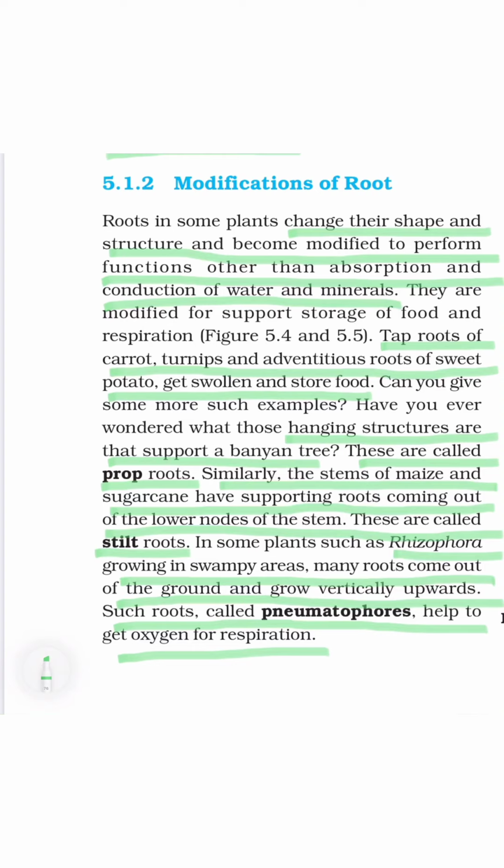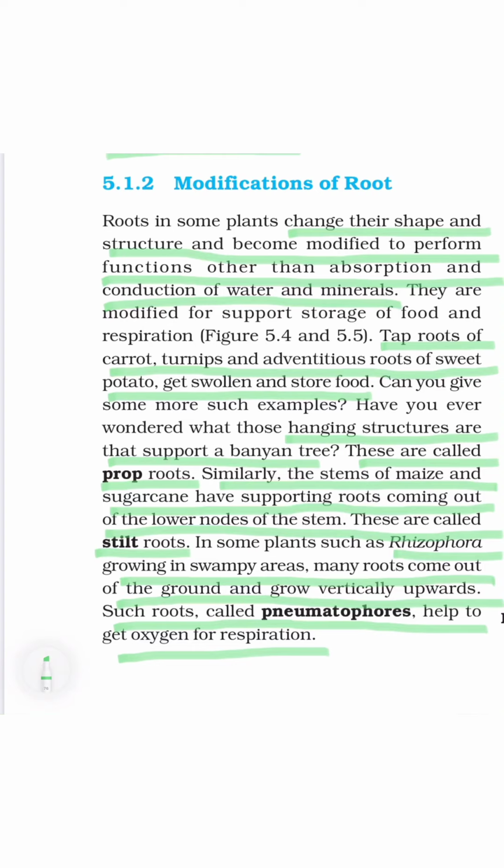General functions we have observed: absorbing water and minerals, and anchorage of the plant inside the soil. Then two more important functions which we have seen. These are general functions, but roots in some plants change their shape and structure and become modified to perform functions other than absorption or conduction of water and minerals, and many more functions which we have discussed earlier. We are not repeating it.